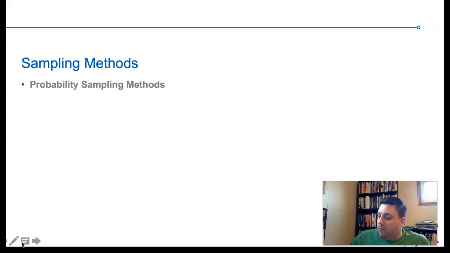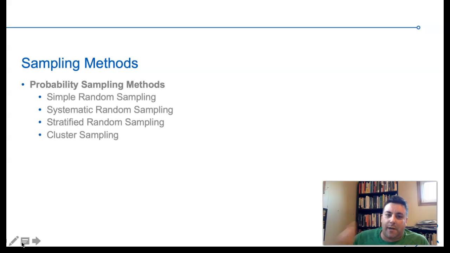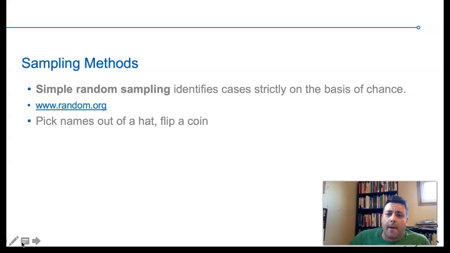So let's take probability sampling first. So we've got simple random sampling, systematic random sampling, stratified random sampling, and cluster sampling. So simple random sampling simply uses chance to determine whether or not someone is invited to participate in a study.